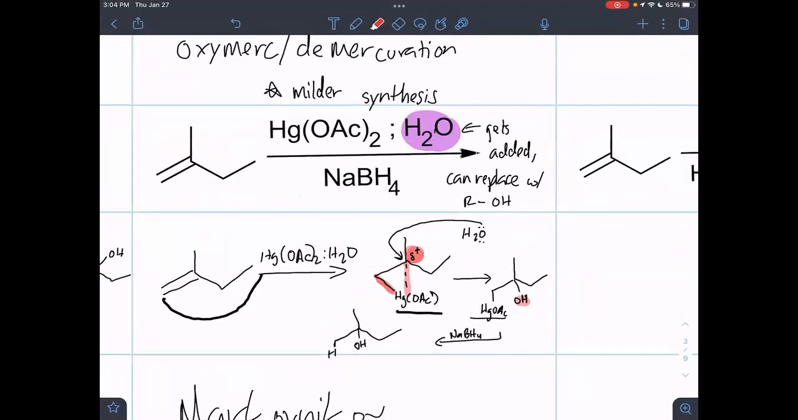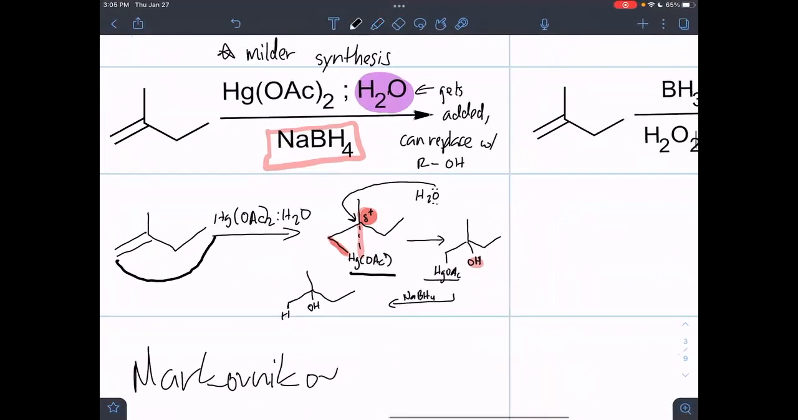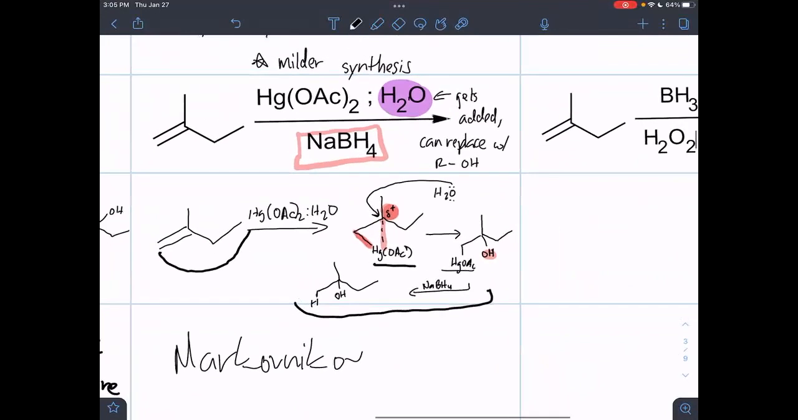Okay, the demercuration step. What reagent is used for it and what does it do? So the mercury then gets replaced by... Yeah, so all the NaBH4 does, which you can see in this step, is that it replaces this mercurium thing, the HgOAc, with a hydrogen. So you're left with just a plain old alcohol. And it is a Markovnikov addition and there's no stereochemistry.